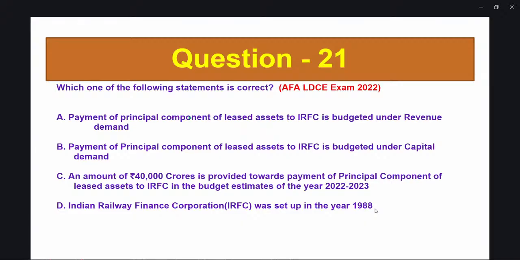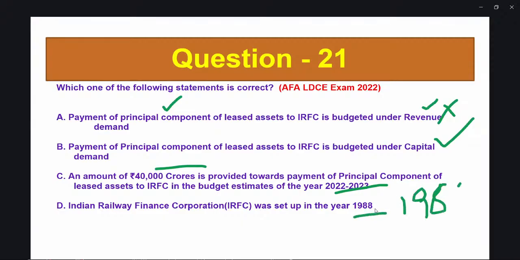See, principal component, it is a budgeted revenue demand, so nil. Principal component budget under capital demand, yes, it is correct. Amount of 40,000 crores, this is a little difficult to check, whether correct or not, because figures are very difficult to remember. And IRFC, it was 1986. So the correct answer is B.